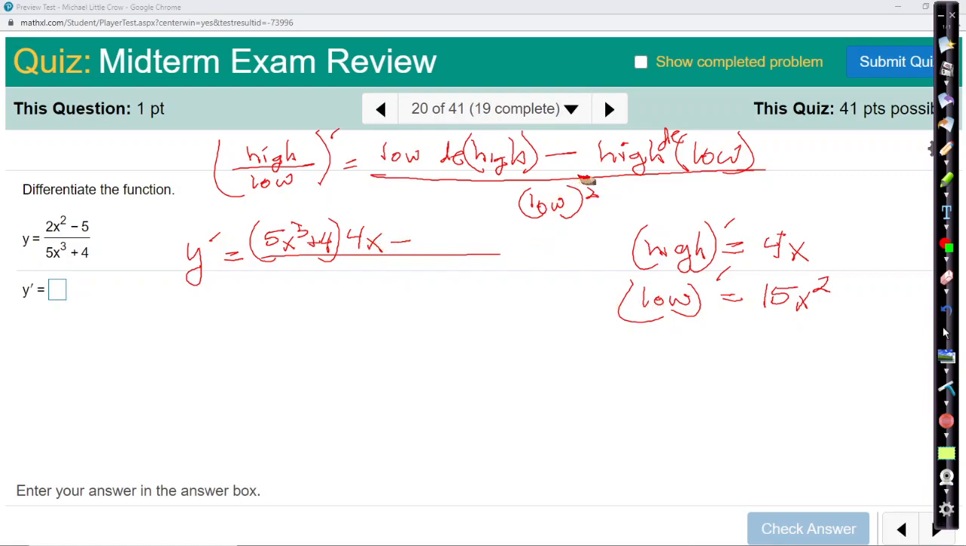minus high, the original high, 2x squared minus 5, d low, and d low is the derivative of the low, 15x squared, all over low low. So this is the low, the original low, 5x to the third plus 4, and that's going to be squared.